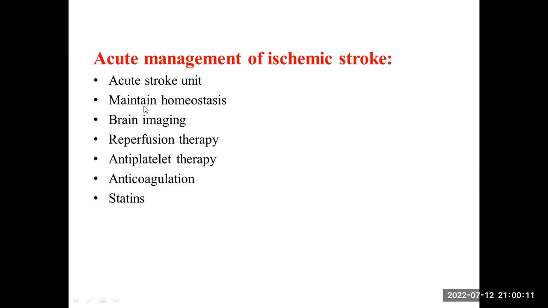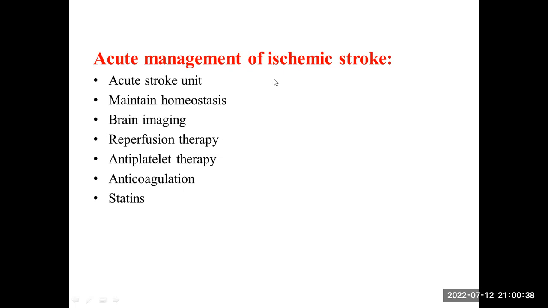Then after that, we should think about obtaining brain imaging. Until this point, initially you are dealing with a patient with acute stroke, but you are not sure whether this is ischemic stroke or hemorrhagic stroke. As I said in the previous lecture, the only way to be 100% sure whether this is ischemic or hemorrhagic stroke is by obtaining brain imaging, at least a non-contrast brain CT.